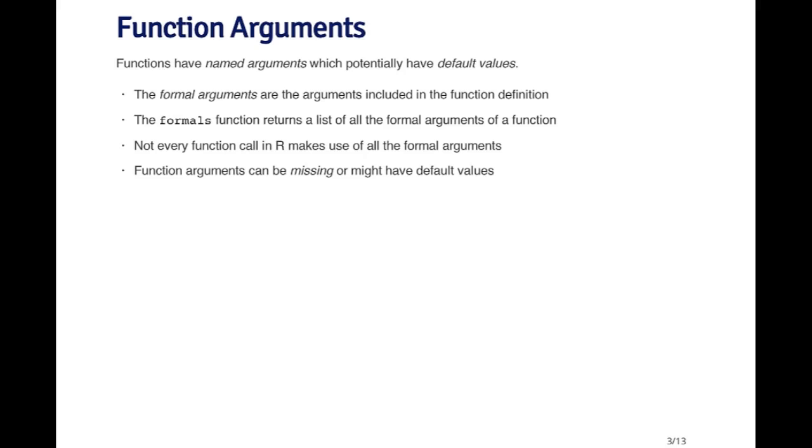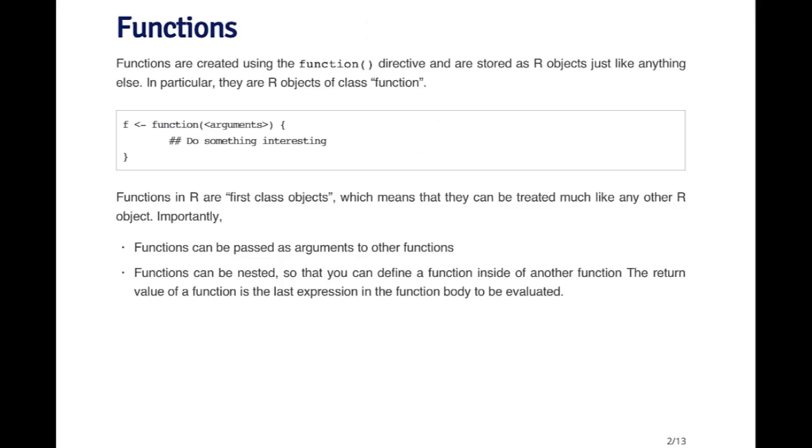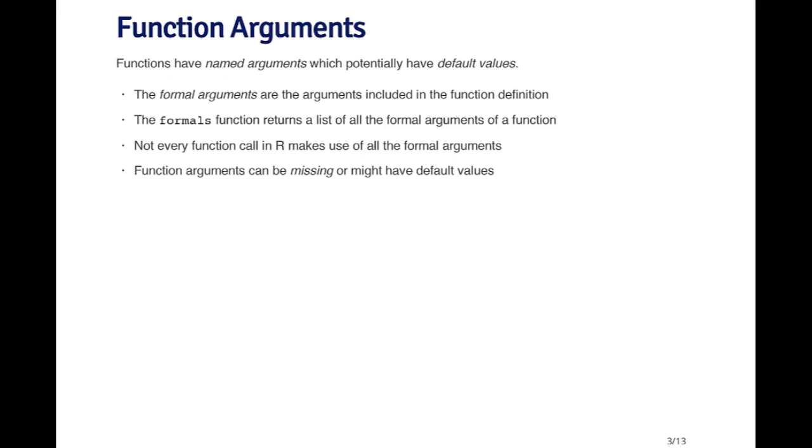First of all, there are the formal arguments, which are the arguments that are included in the function definition. If you go back to the previous slide, the formal arguments are the ones that are included inside this function definition here. The formals function takes a function as an input and returns a list of all the formal arguments of a function. Not every function call in R makes use of all the formal arguments. For example, if a function has 10 different arguments, you may not have to specify a value for all 10 of those arguments. So function arguments can be missing, or they may have default values that are used when they're not specified by the user.